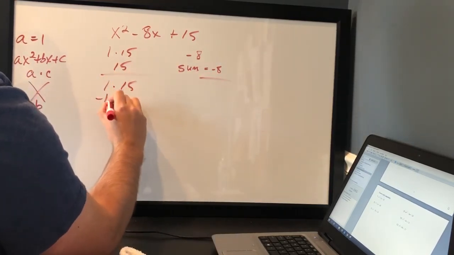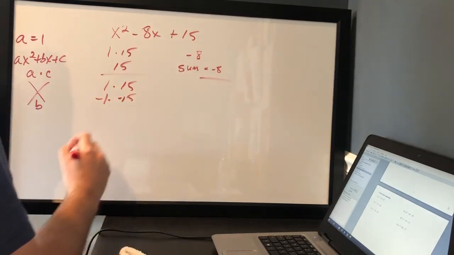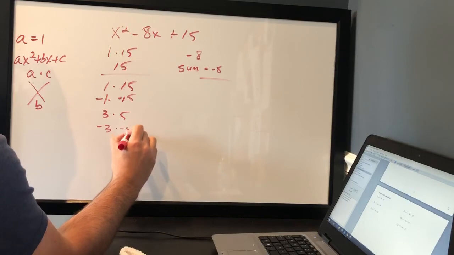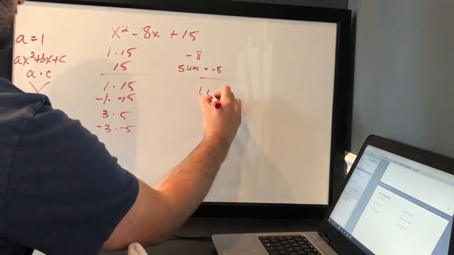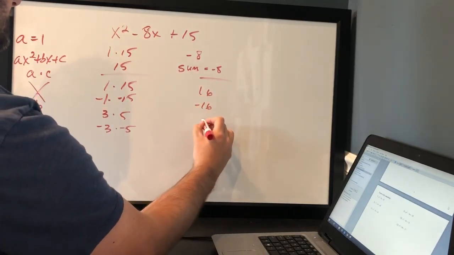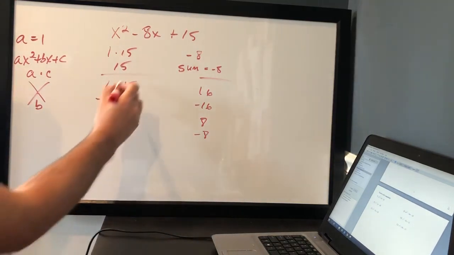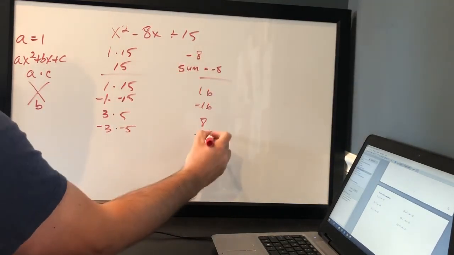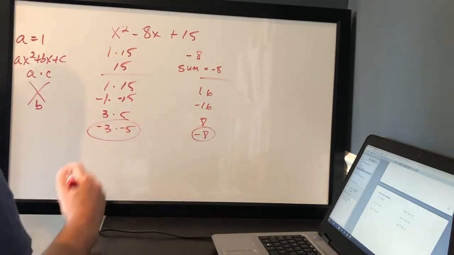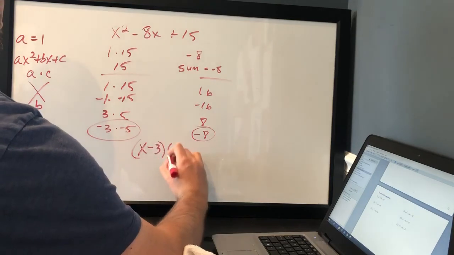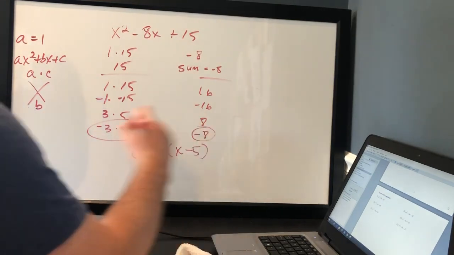1 and 15, negative 1 times negative 15, 3 times 5, negative 3 times negative 5. The sums would be 16, negative 16, 8, negative 8. So what factors add up to negative 8? Our answer for this one would just be x minus 3 times x minus 5.